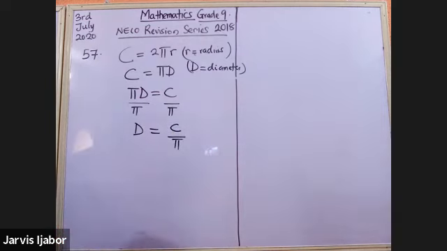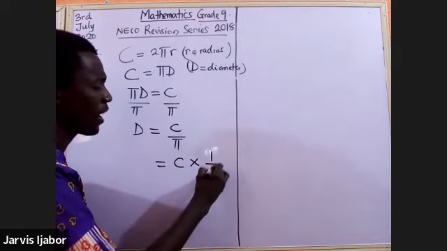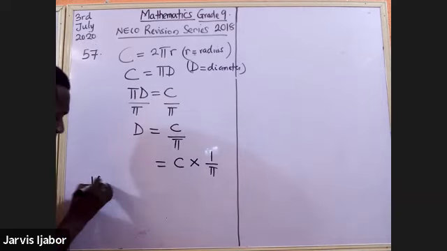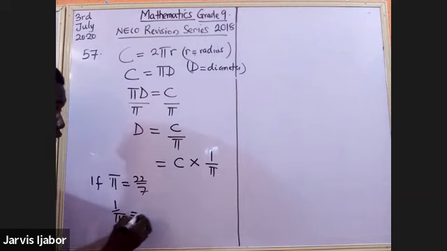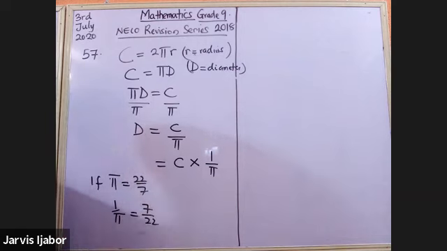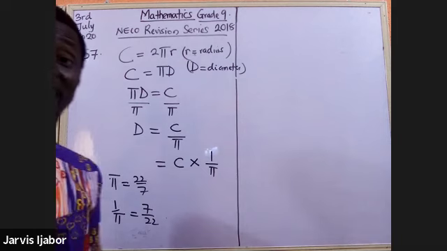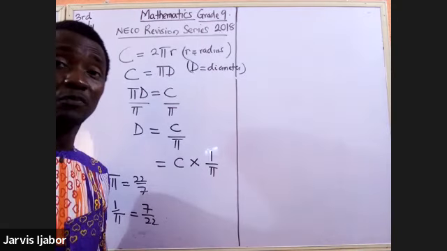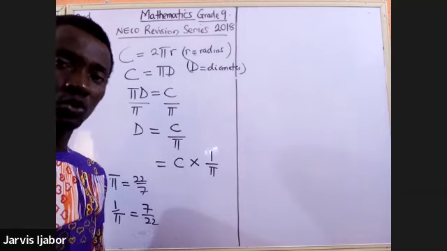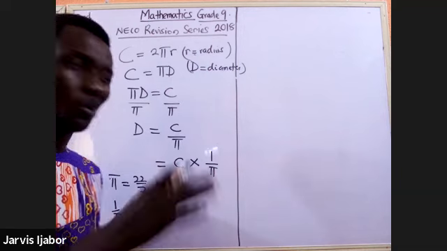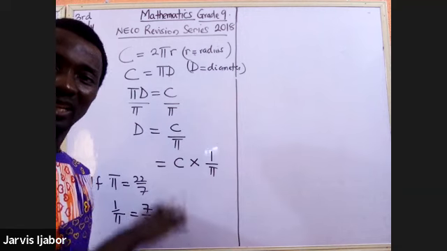Now, I want to show you something interesting here. This is as c times 1 over pi. So if pi is 22 over 7, it means 1 over pi will be equal to 7 over 22. The concept of multiplicative inverse and what? Additive inverse. I've done a separate video on that. If you're having issues with multiplicative or additive inverse, please chat me privately and I'll forward that video to you. I've done an extensive work here, so I wouldn't explain much in this class.